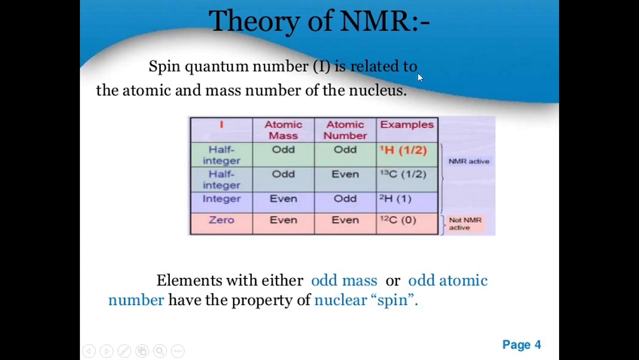From the table it is clear that H1, whose atomic mass is odd as well as its atomic number, will have a non-zero I value and it is NMR active. But in the case of C12, which has an even atomic mass and even atomic number, 12 and 6, it will have a zero spin quantum number and it is not NMR active, or it is NMR inactive.